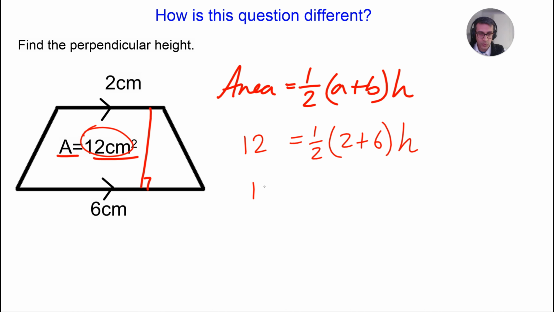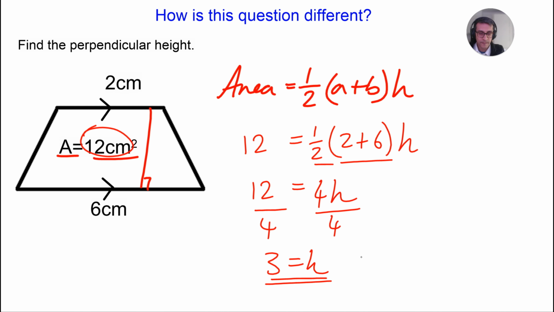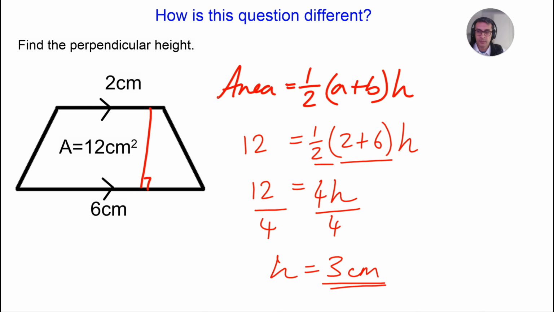So let's simplify this more. Half equals, now 6 plus 2 is 8, and 8 times a half is 4. So this becomes 4H. We're going to divide by 4, so 3 equals H. So 3 is your distance between the parallel sides, but we need to make sure that we include units, so it's 3 centimeters.